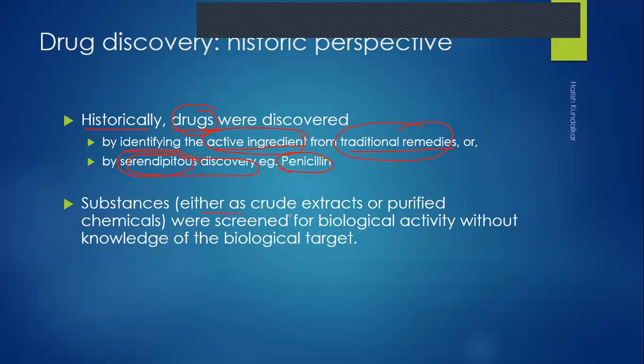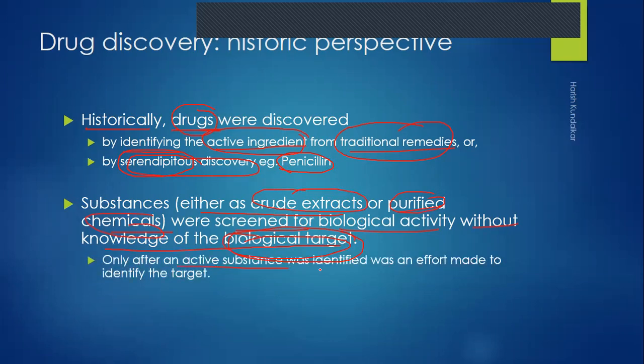So substances, either as crude extracts or purified chemicals, were screened for biological activity without knowledge of the biological target. So in other words, what are we saying? Traditional remedies, in the form of crude extracts or purified chemicals, were screened against various biological targets for biological activity. Whatever their biological activity was, it was found out by screening them against a large number of biological targets. Only after the active substance was identified was an effort made to identify the target.